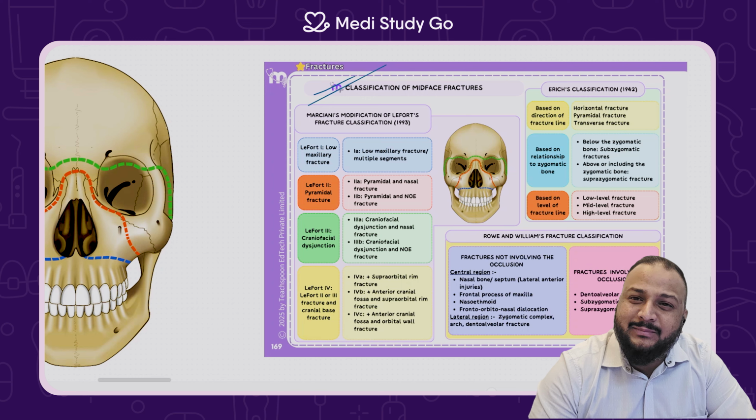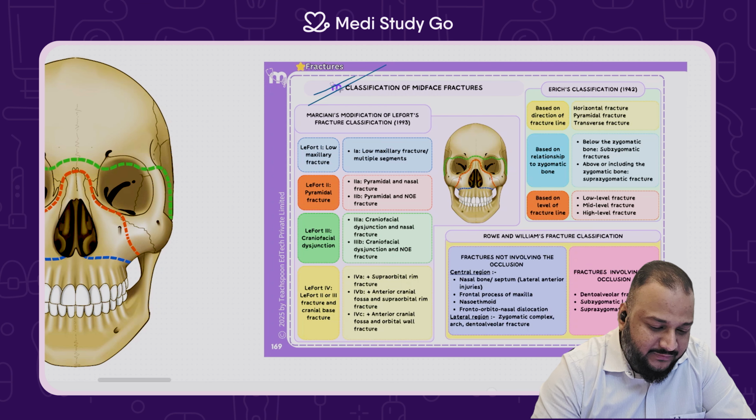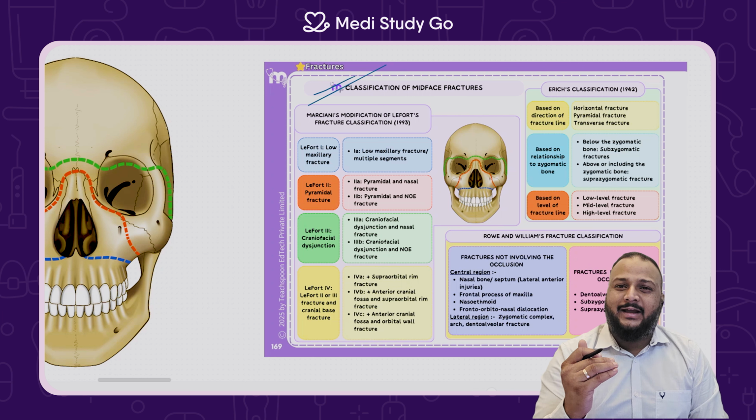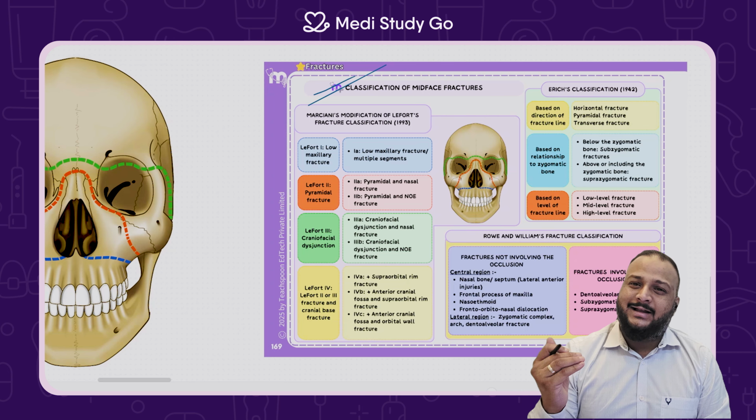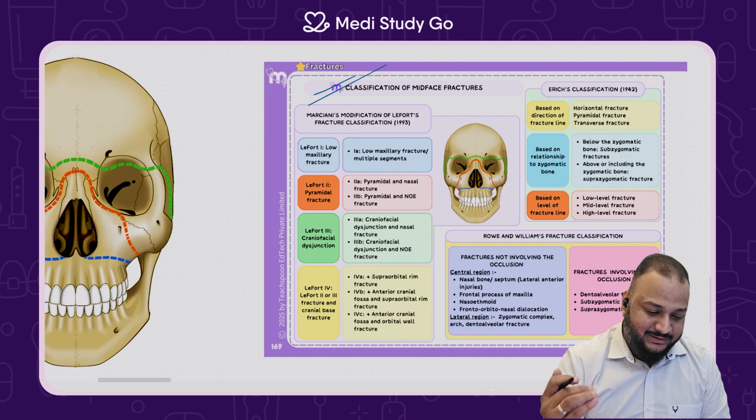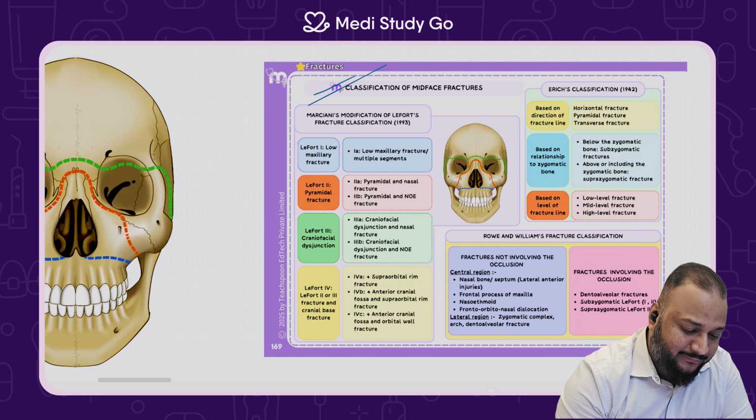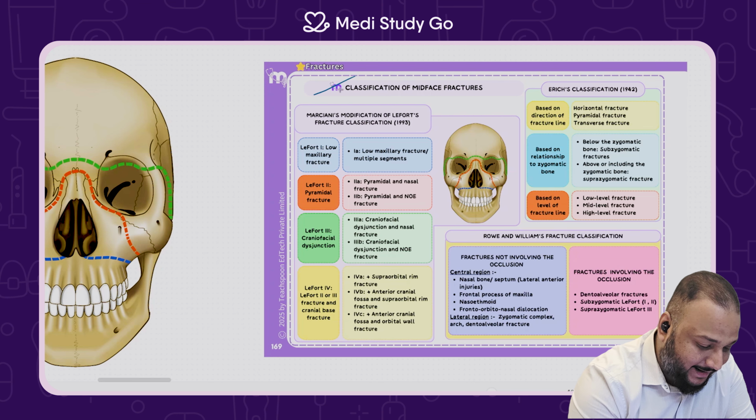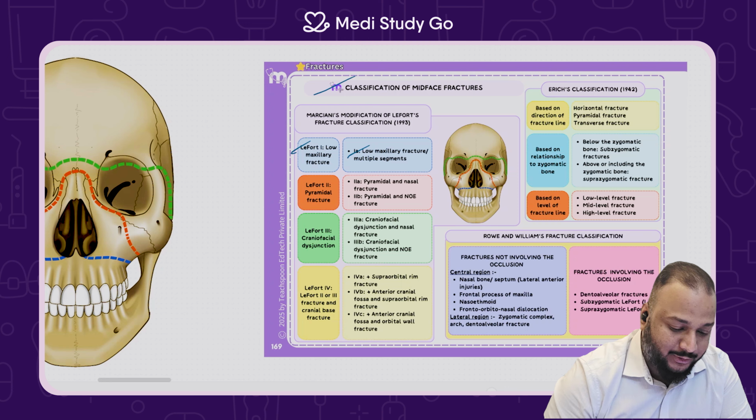The most accepted and one of the recent classifications is Marciani's classification, which introduces a further extended level of Lefort fractures, that is, Lefort 4 fractures. As we understand, a Lefort 1 fracture can be divided into two, that is, a high Lefort 1 fracture and a low Lefort 1 fracture.